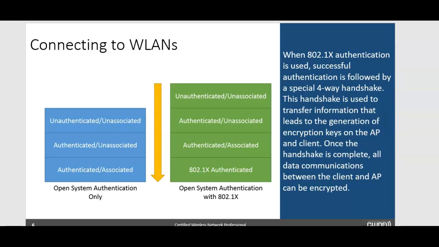Now, there's one thing to keep in mind: when 802.1x authentication is used, successful authentication is followed by a four-way handshake. This handshake is used to transfer information that leads to generation of the encryption keys on the AP and on the client. And then once the handshakes are completed, all data communication between the client and the AP can be encrypted.